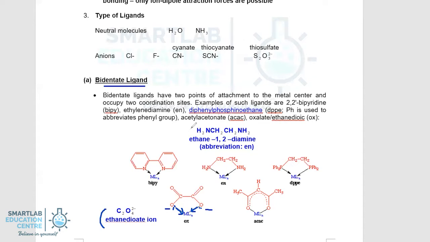The next bidentate ligand that you need to know for the exam is ethane-1,2-diamine. In the case of ethane-1,2-diamine, both nitrogens in the amine groups are able to form dative bonds. As illustrated, both dative bonds are bonded to the common metal ion.